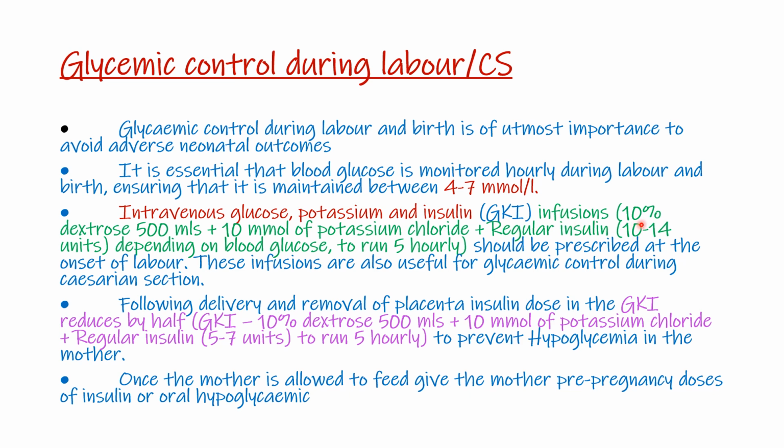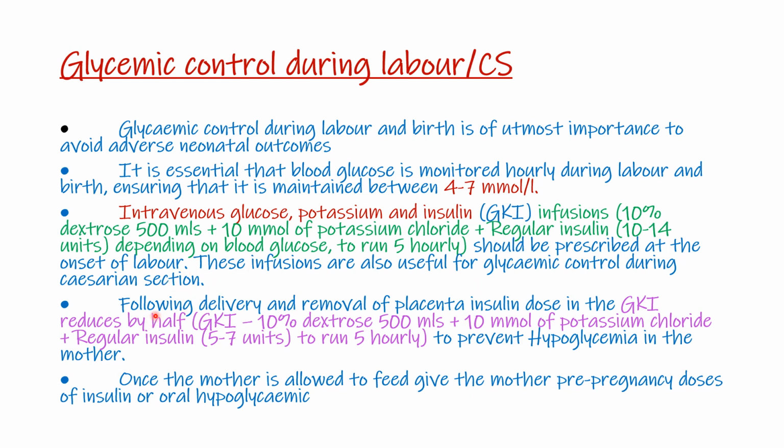So this infusion contains 10% dextrose 500 ml, 10 millimoles of potassium chloride, and regular insulin 10 to 14 units, obviously depending on the blood glucose. And it is usually given 5 hourly. And it should be prescribed at the onset of labor. And as I said before, this infusion is usually useful for glycemic control during cesarean section.